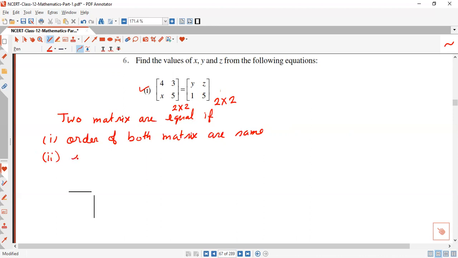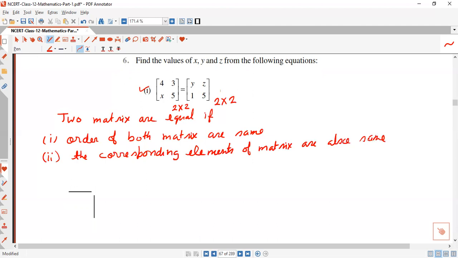Second, the corresponding elements of the matrices are also the same. It means the A11 of both matrices must be the same. First row, first column element: you see it is 4 in the first matrix, and in the second matrix it is y. So y equal to 4.